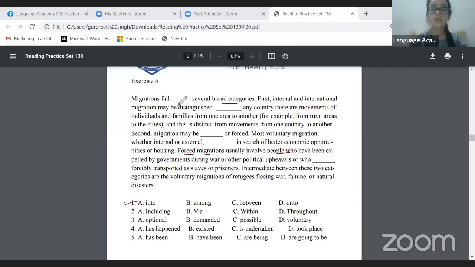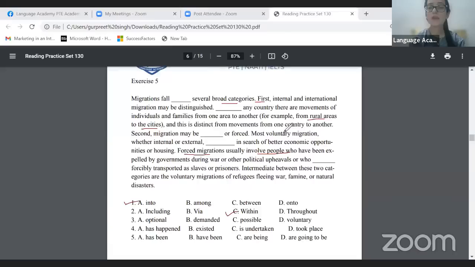Dash any country, there are movements of individuals and families from one area to another, from rural to cities. So from rural to cities means in the same country, they are migrating. So in the country will mean within the country, meaning they're not going out of the country. Within the country, staying inside the country, there are movements. Those are called internal movements. And this is distinct from movements from one country to another.